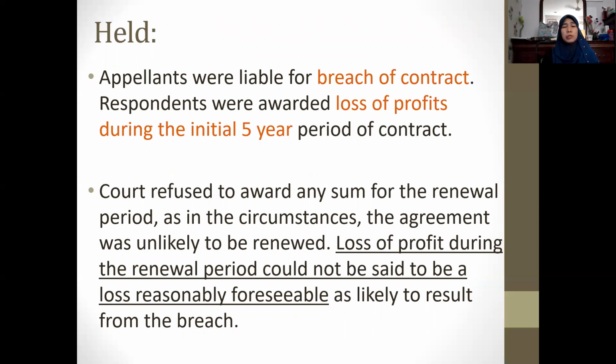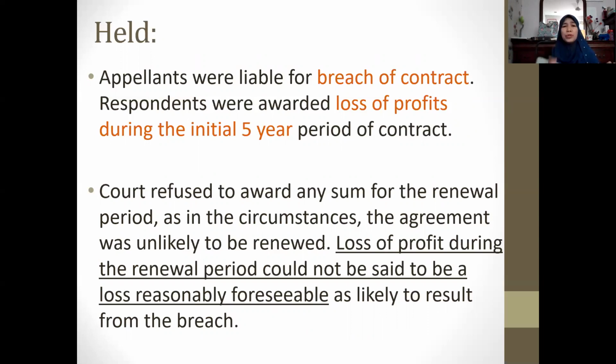So this is the observation or finding by the court, the judgment here. Appellants were liable for breach of contract. Yes, there was breach, and respondents were awarded loss of profit during the initial 5-year period of the contract. Yes, they can claim because they have signed the contract. But the court refused to award any sum for the renewal period because, in the circumstances, the agreement was unlikely to be renewed. So there's no way that they will renew the contract, so they cannot claim for the loss of expected profit here.